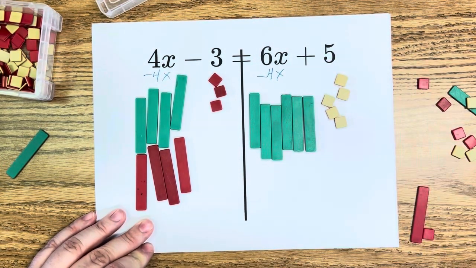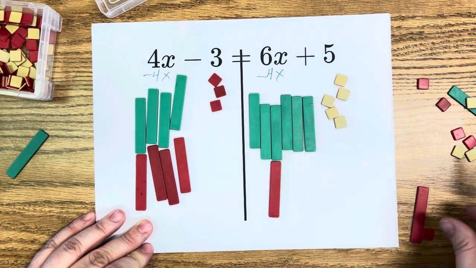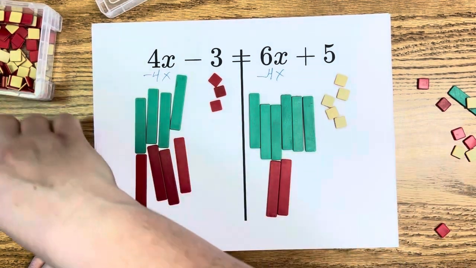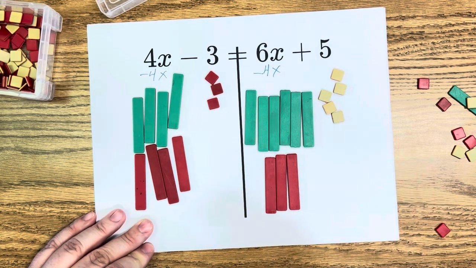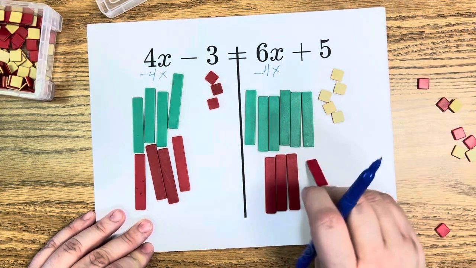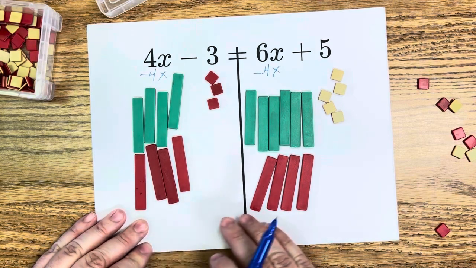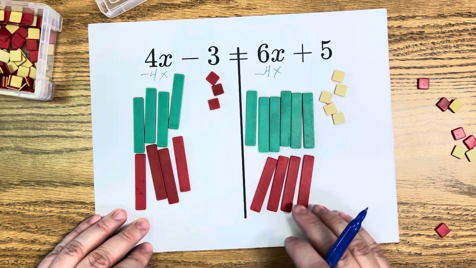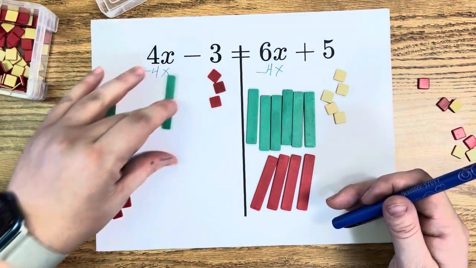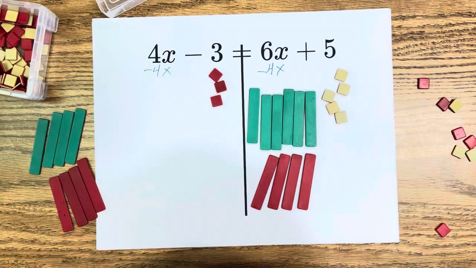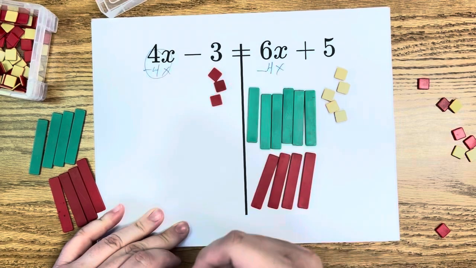And we do have to make sure that we line up our x's with our x's and our numbers with our numbers, because we can't take rectangles from little squares, okay? So there's my 4x here, or minus 4x here, and my minus 4x here. Now we're going to get rid of our zero pairs. All those go away, okay? And that leaves me with 0 x's over here.